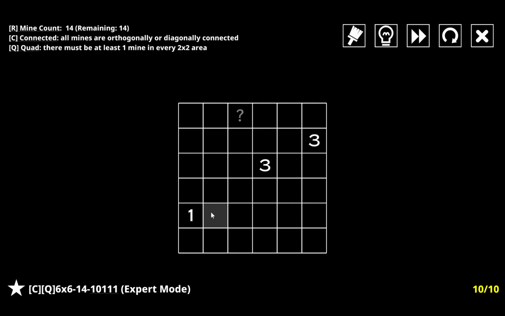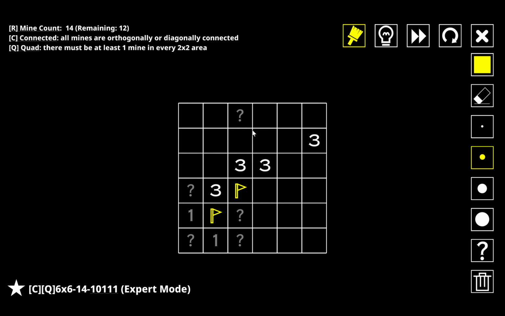Okay, so by general quad logic, we know that any one on the edge will have a mine exactly there to fill out squares. We can finish up that one. And now then, since we are playing with connected, we know this mine must leave through here in order to connect with the other 13, so we can mark that one. There's a square right here with no mine, and there's only one mine left around this 3, so this cannot be a mine. Alright. Okay.